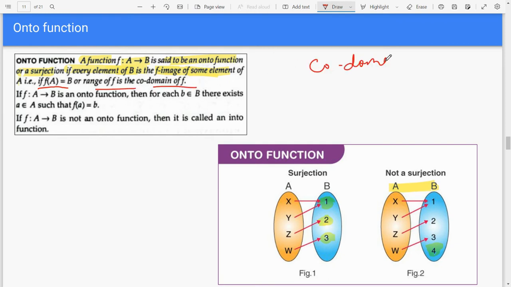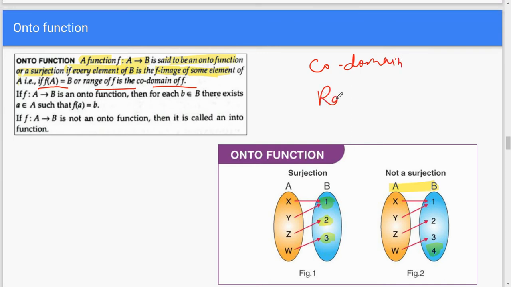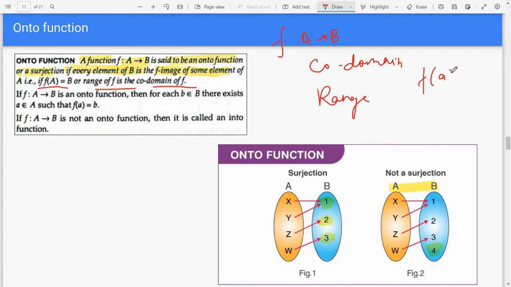Okay, and there is something called range. Codomain means all the points of a particular f. So let's say f is defined from A to B. Then all the points, let's say we put f(a) and then it gives some element b, and b belongs to capital B, for all a. This belongs to capital B.